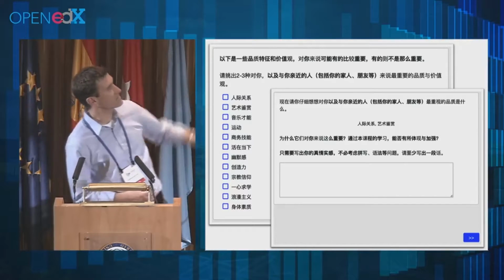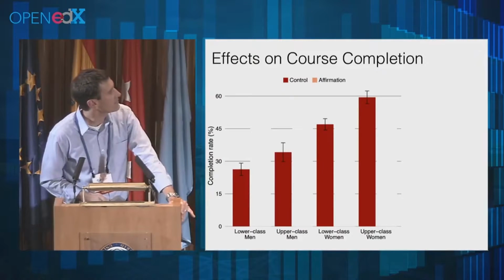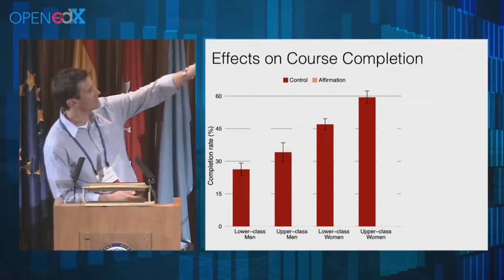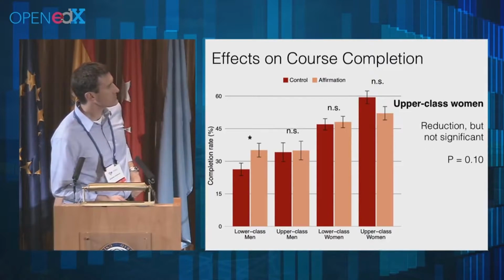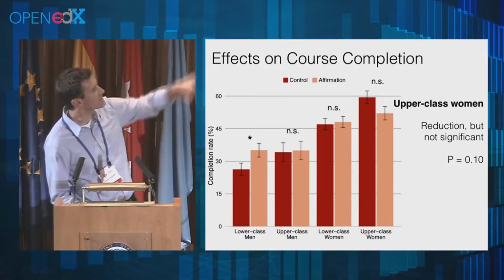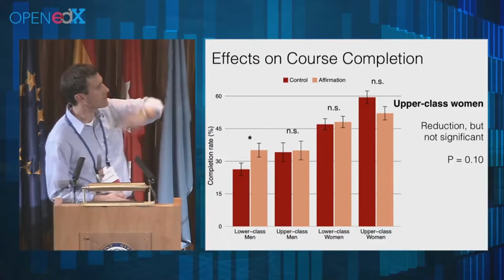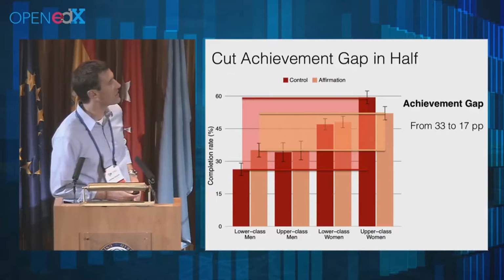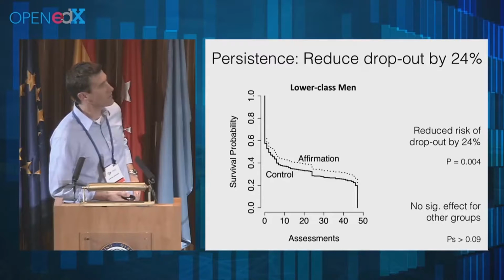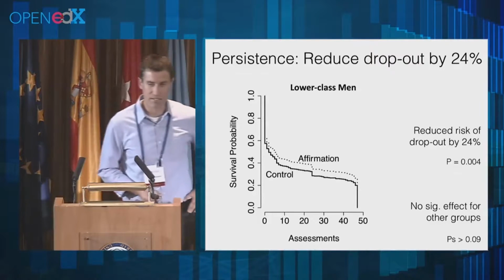Here you can see this is the value relevance affirmation in Chinese that they did. And so here you can see a significant gap in completion rate between lower class men and upper class women. So for lower class men, significant increase in their persistence, not fully closing the gap between them and upper class women, but closing the achievement gap by a significant amount, and reducing their dropout rate by 24%. So again, a different context for these interventions, showing just how scalable and extensible they can be.